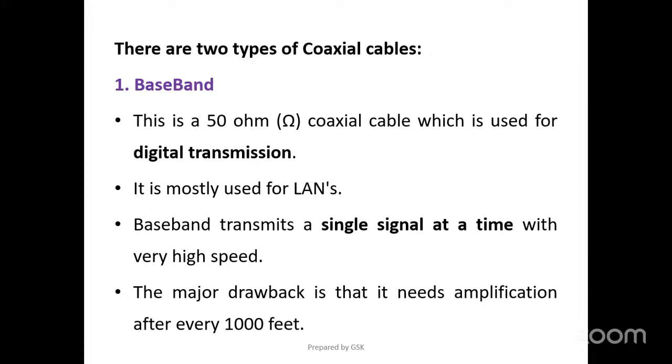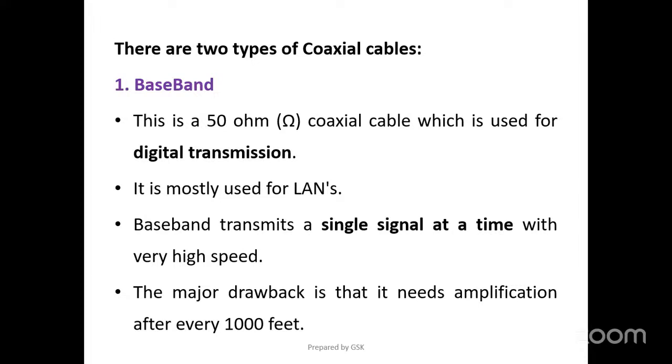In twisted pair, we have unshielded and shielded twisted pair. Like that, in coaxial cables also, we have two types, broadband and baseband. The first one is baseband. This is 50 ohm coaxial cable, which is used for digital data transmission. Mostly, it is used in local area networks. Baseband transmits a single signal at a time, but with very high speed.